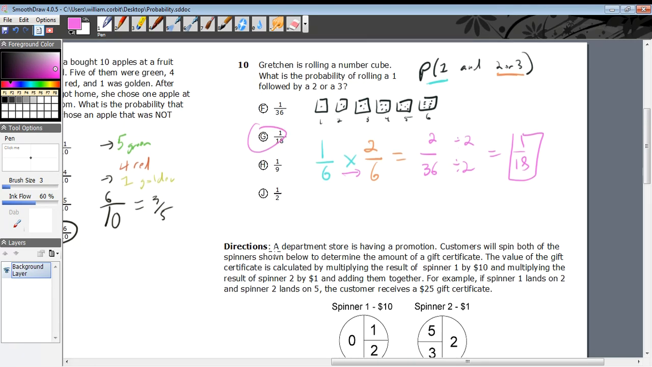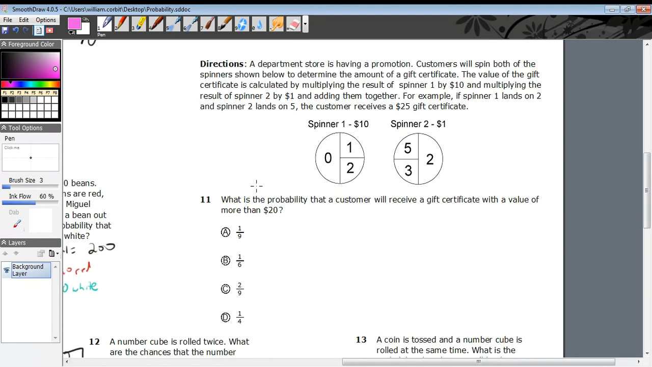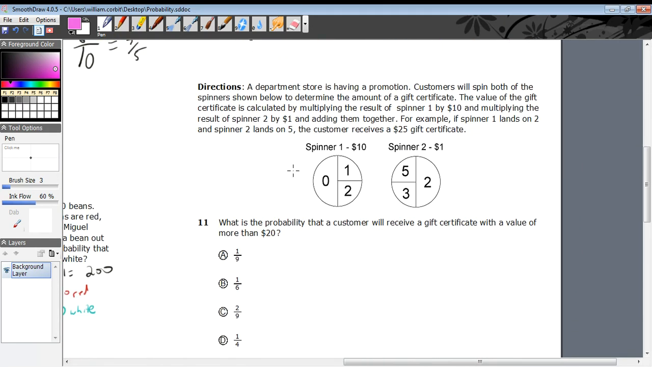Okay. Next problem here. A department store is having a promotion. Customers will spin both of the spinners below to determine the amount of a gift certificate. The value of the gift certificate is calculated by multiplying the result of spinner 1 by 10 and multiplying the result of spinner 2 by 1 and adding them together. For example, if spinner 1 lands on a 2 and spinner 2 lands on a 5, the customer receives a $25 gift certificate.